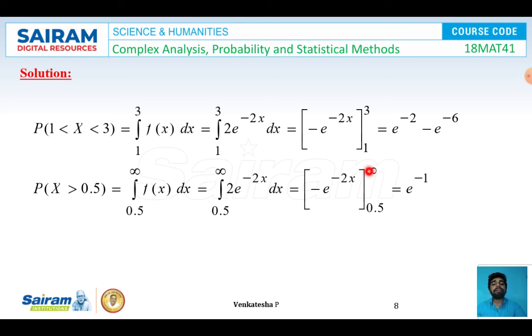Applying the upper limit, it will become 0. And for the lower limit, it will become 0.5. It will become plus 1 here, minus 1 here. So I got e^(-1) as the answer for P(X > 0.5).